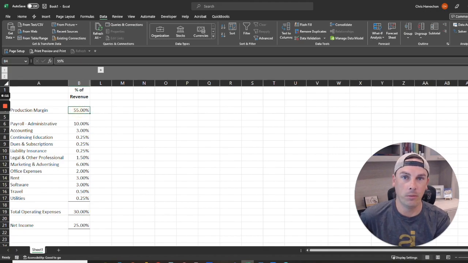So we take our production margin of 55%, we take our OPEX of 30%, what that gets us to is 25%. That's really, really healthy. That's a very profitable agency. That's what you should strive for.